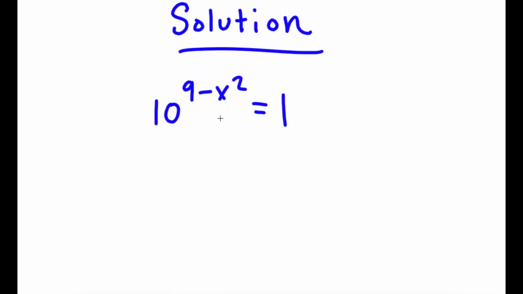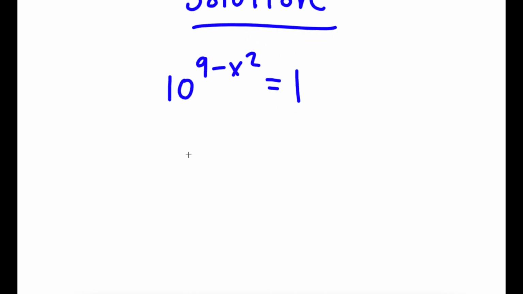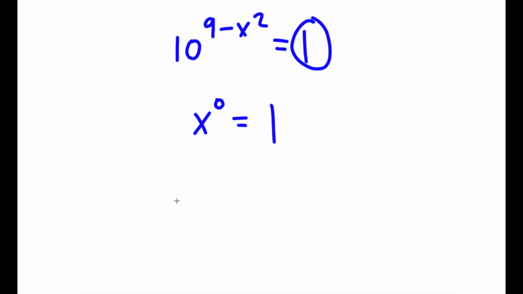And now, if I have something in the form x to the power of 0, right? Well, any number to the power of 0 is simply 1. So we see 1 here, and 1 is the same thing as a number to the power of 0. So I'm going to rewrite 1 as 10 to the power of 0. So now I have 10 to the power of 9 minus x squared is equal to 10 to the power of 0, because 10 to the power of 0 is the same thing as 1.